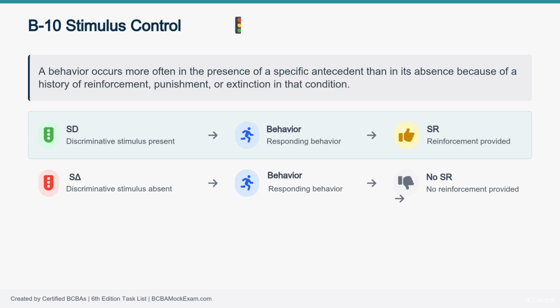The three-term contingency on the slide, SD, behavior, reinforcement versus S-delta, behavior, no reinforcement, is exactly what you'll see in many exam questions. Your job is to identify which stimulus is functioning as the SD and which is the S-delta based on the reinforcement history described.